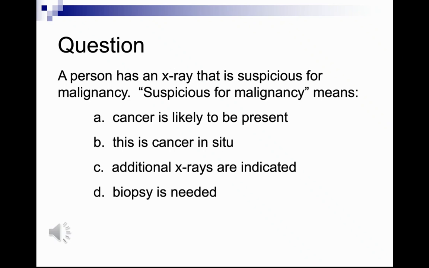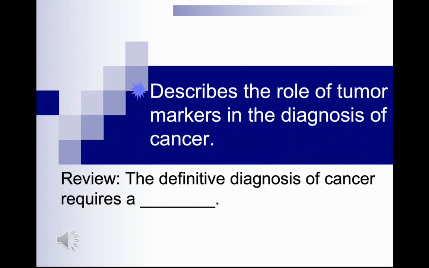A person has an X-ray that is suspicious for malignancy. Suspicious for malignancy means that a biopsy is needed. You need to confirm the malignancy by putting the tissue under the microscope and seeing if it has malignant characteristics. There are tumor markers that are present in some malignancies, and we'll talk about that next. But we know that the definitive diagnosis of cancer requires a biopsy.